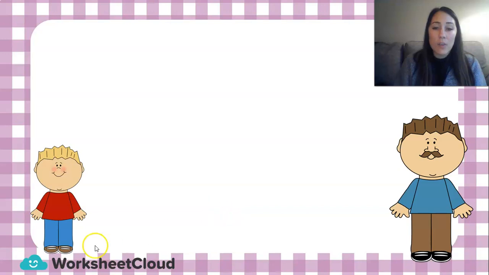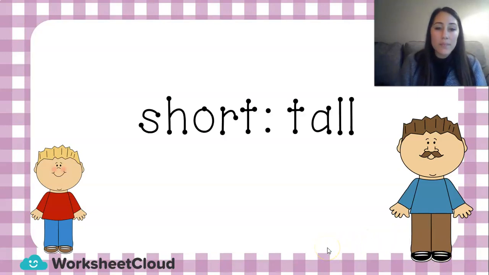Our next example, here's a little boy over here, and here is a man. It could be his dad or granddad. Let's see. Short and tall. So this little boy is short, and the man on this side is tall. And short and tall are antonyms.